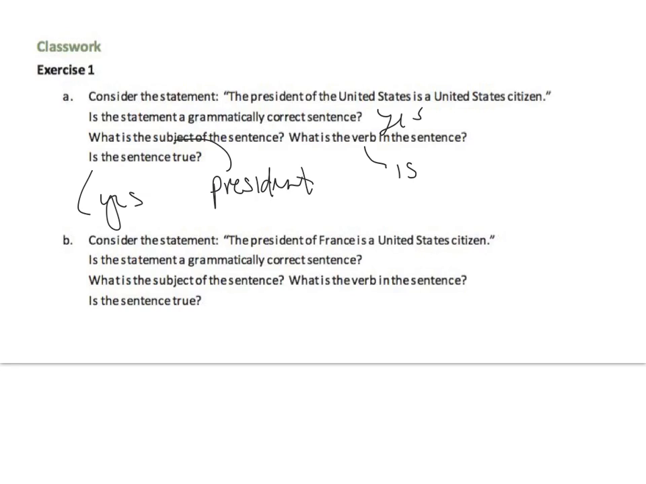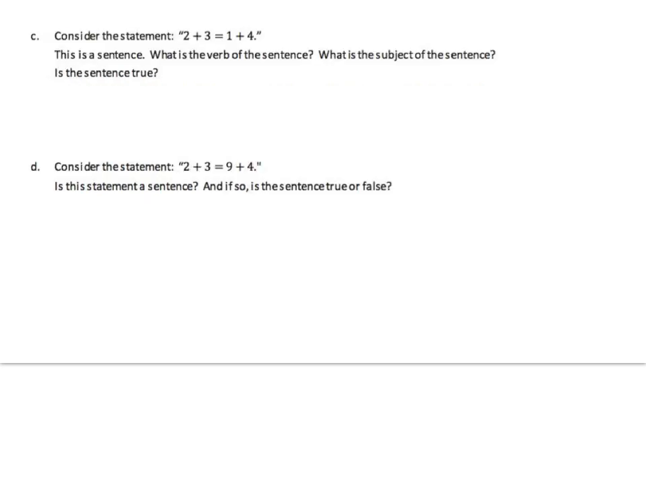Consider the statement, the President of France is a United States citizen. Is the statement a grammatically correct sentence? Yes. What is the subject of the sentence? Again, president. What is the verb? Again, I got this. It is. Is the sentence true? No. The President of France is not a United States citizen. You guys wondering what we're doing yet?